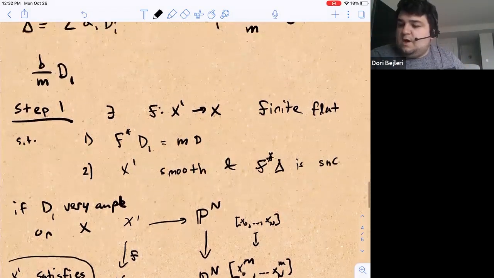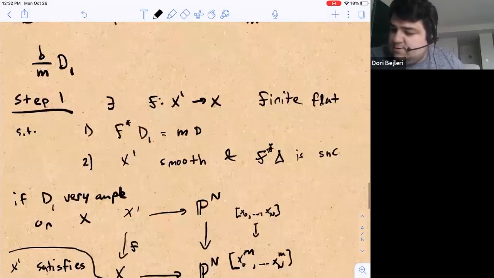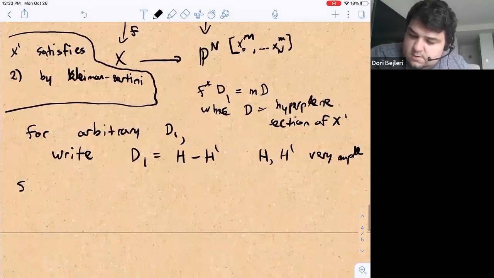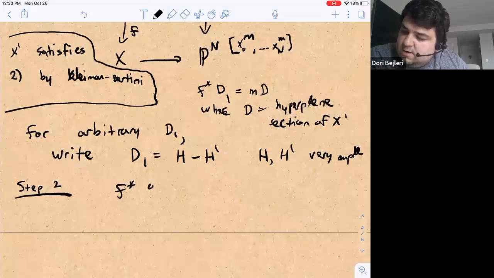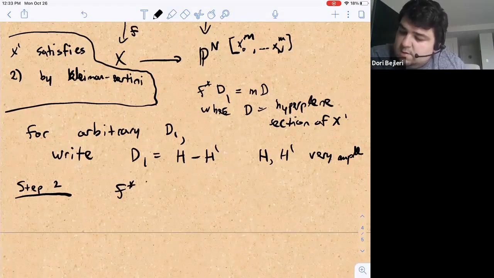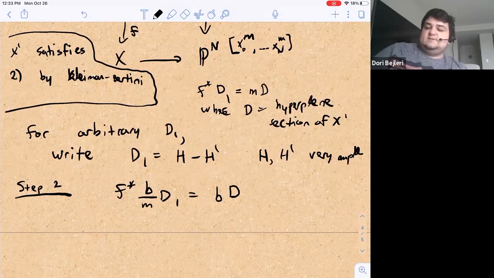Now we want to pick out the cohomology of BD, right? Because now when we pull back, so now what do we have? We have that f upper star B over M D1 is equal to B times D. So now upstairs, we can subtract by BD. So we need to find a way to relate the cohomology of L minus BD with the cohomology downstairs.